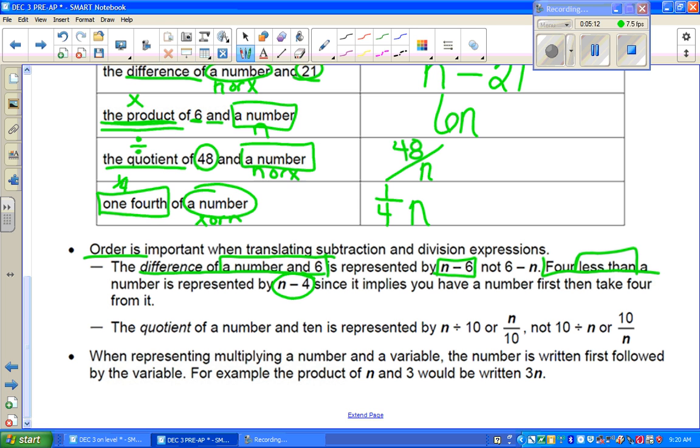The quotient is equally as confusing. The quotient of a number and 10 is represented by n divided by 10, or n over 10, which is also read n divided by 10. When representing multiplying a number and a variable, the number is written first, followed by the variable. For example, the product of n and 3 should be written 3n.